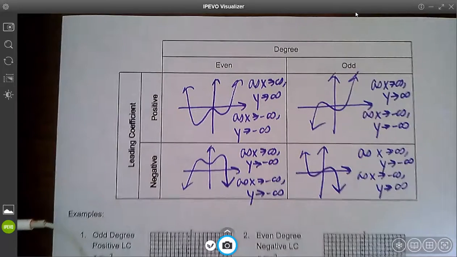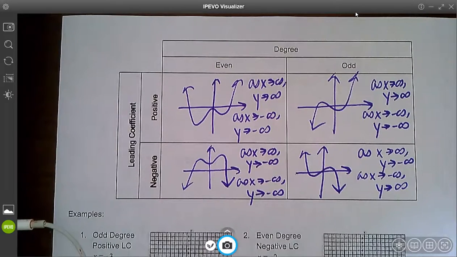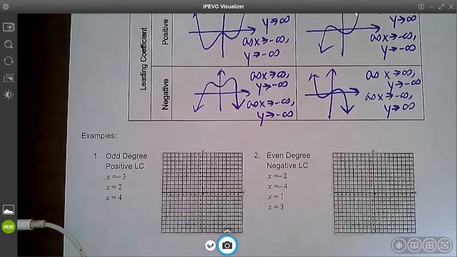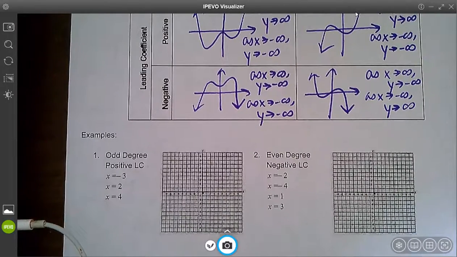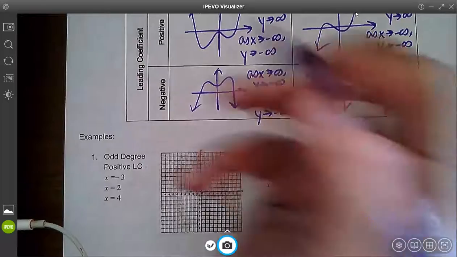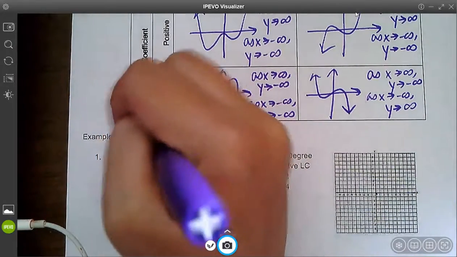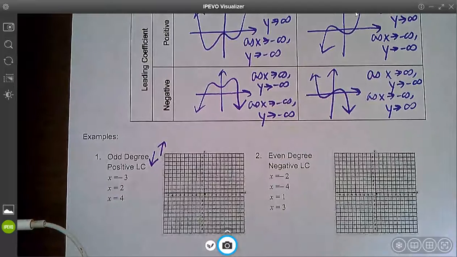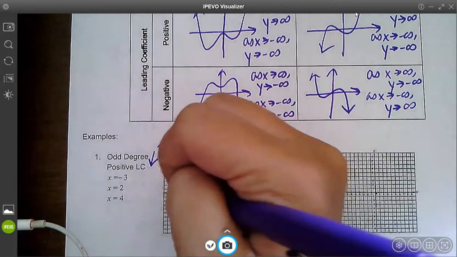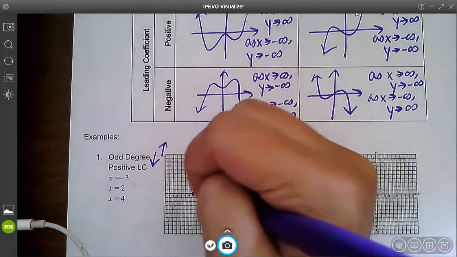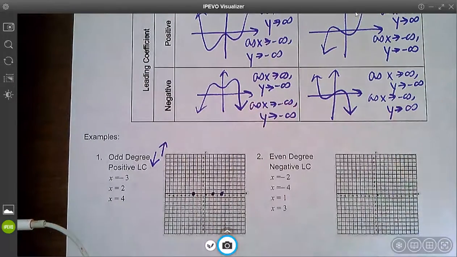So we're going to use this information to sketch some potential polynomials with some given constraints here. So we have odd degree, positive leading coefficient. Because it's an odd degree with a positive leading coefficient, my end behavior is going to go down on the left and up on the right. I have these x-intercepts or roots or zeros. I have one at -3, one at 2, and one at 4. Now the difference in touching and crossing, this one's actually going to cross, is the multiplicity.